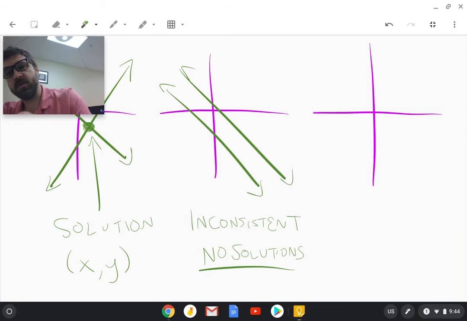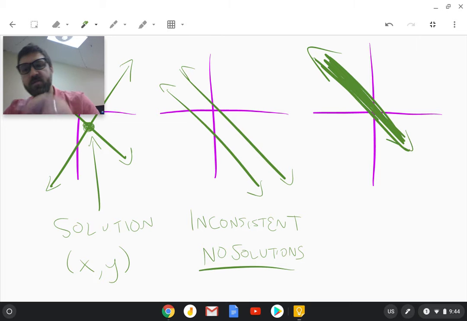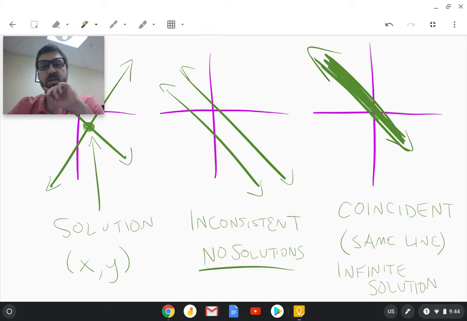Lastly, it's hard to illustrate this, but they could be the same line. This is what we call coincident, because they coincide. They are the same line. And so we say that there are infinite solutions, because those two lines intersect in a sense at every point on the graph.